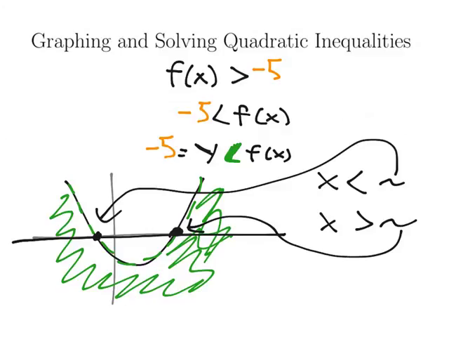Well, this means I have to draw the line down at negative 5. And in that case, it's almost trivial. The answer is just x could be all real numbers.